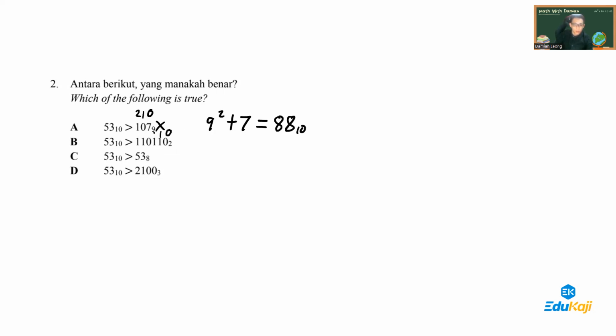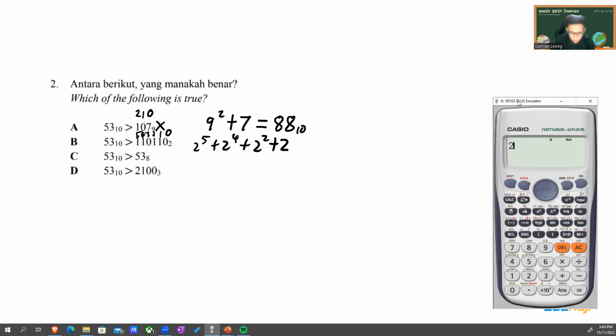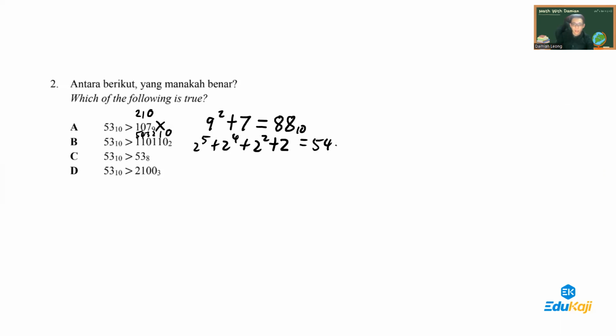This one, power 0, 1, 2, 3, 4, 5 means 2 to the power of 5 plus 2 to the power of 4 plus 2 to the power of 2 plus 2 to the power of 1. 2 to the power of 1 is just 2. You can always use a calculator to calculate 2 to the power of 5 plus 2 to the power of 4 plus 2 to the power of 2 plus 2, which will get 54. So 54 in base 10 is still larger than 53. This is wrong as well.